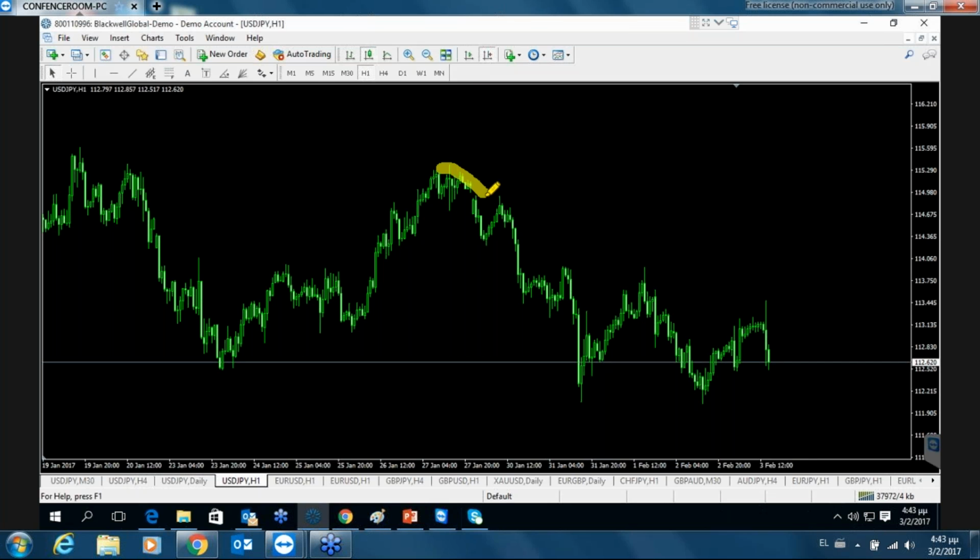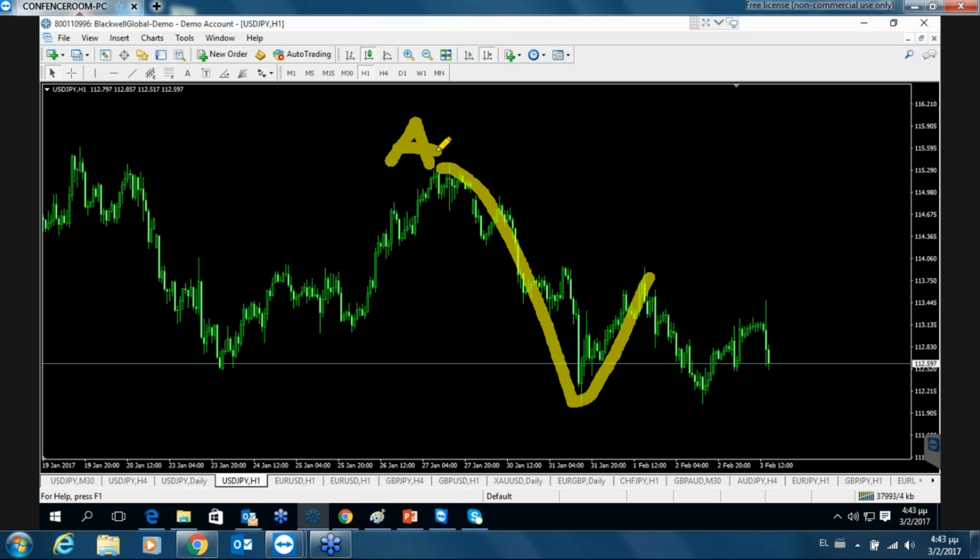Okay, so we've got a downward move like that. We've got an upward move. So we've got a correction, right? Now, this is your potential, just potential, not certainty, not a sure thing. Okay, you've got an A to B potentially. You've got a correction here. So that's your C. So there may be a potential D on the way down here.